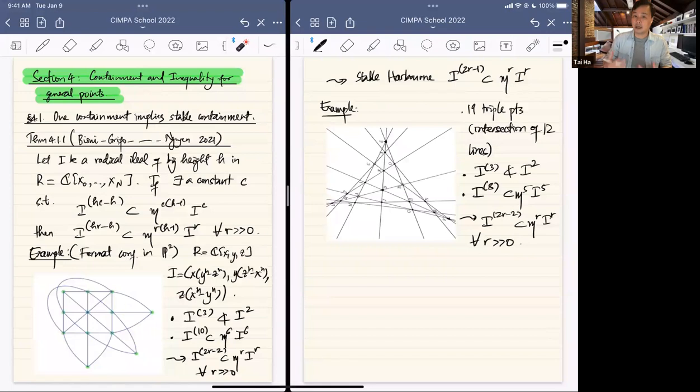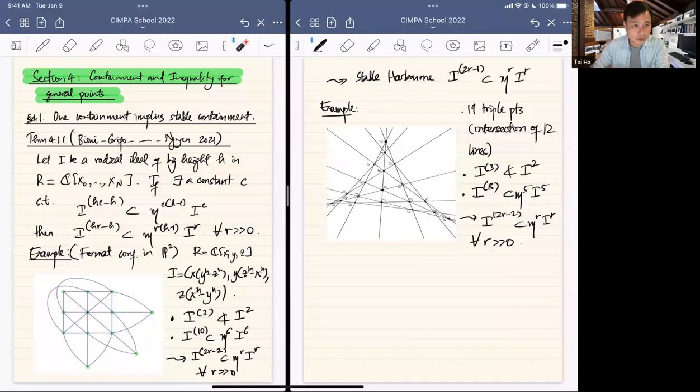So once again, this is a counterexample to Harbourne containment for small values of r, but it's not a counterexample to the stable Harbourne containment. Still satisfy stable Harbourne containment. Both the cases, the height is 2. Yes, yeah. So they are points in P2, right? So height is 2.